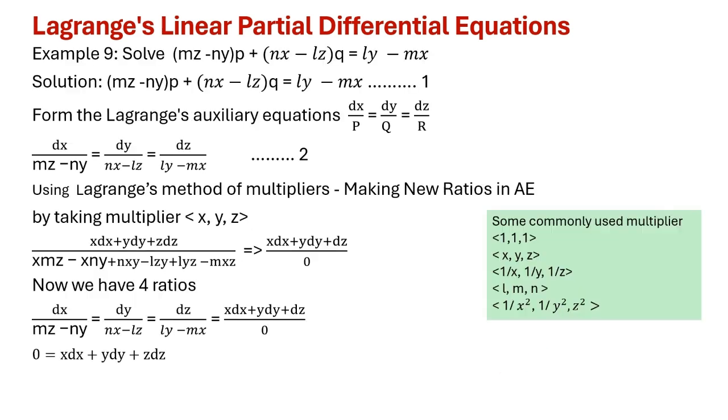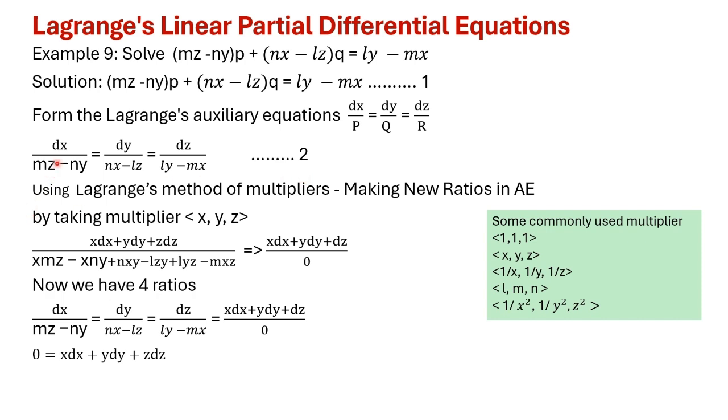Now let's understand another example. Let this be the equation and now we are going to change this into Lagrange's auxiliary equation. So dx by coefficient of p is this, equal to dy by coefficient of q is this, equal to dz by this value, and we'll call it equation 2.